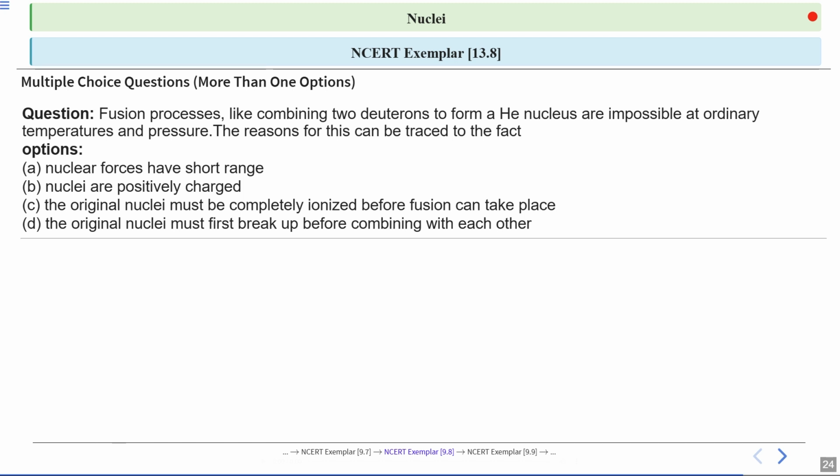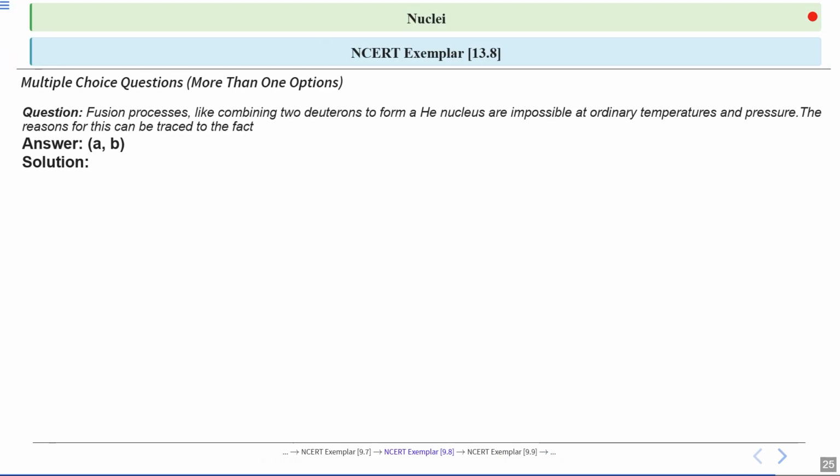So the options are: nuclear forces have short range; nuclei are positively charged; the original nuclei must be completely ionized before fusion can take place; the original nuclei must first break up before combining with each other. So both option A and B are correct options.